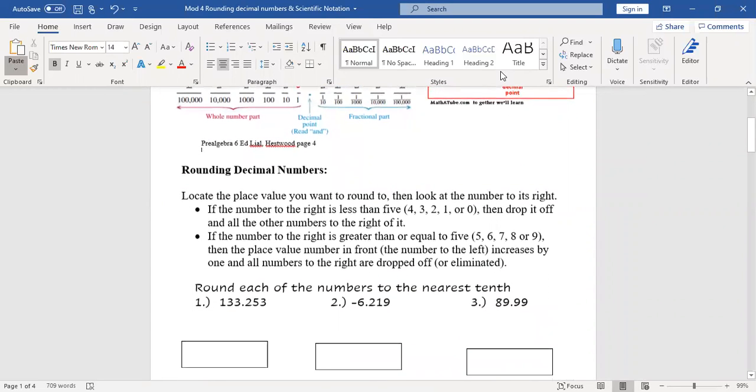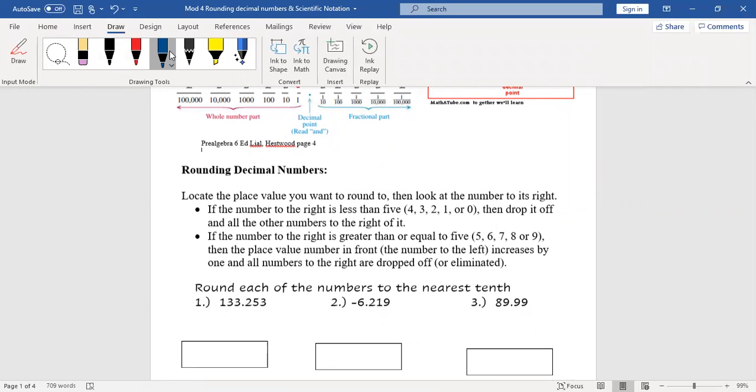So, for example, round each of the numbers to the nearest tenths. The first thing we have to do is determine where the tenths place value is. Tenths, tenths, tenths. So we're going to immediately look to the right of the tenths place value. My first one is a 5. So that's going to round that 2 up to a 3. And we get 133 and 3/10.